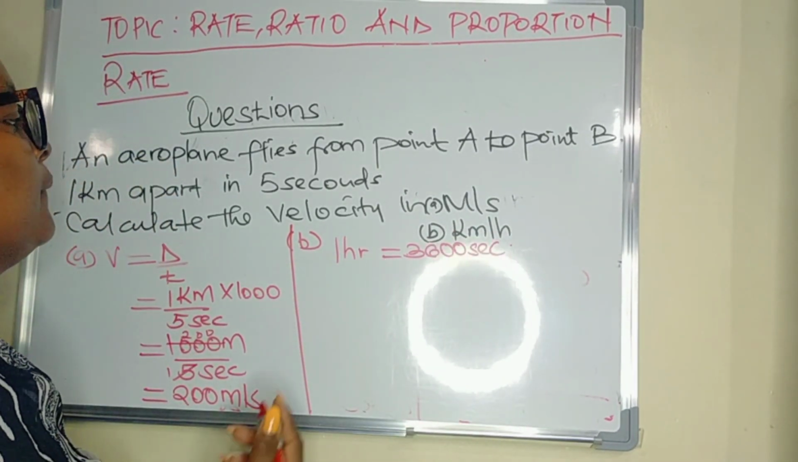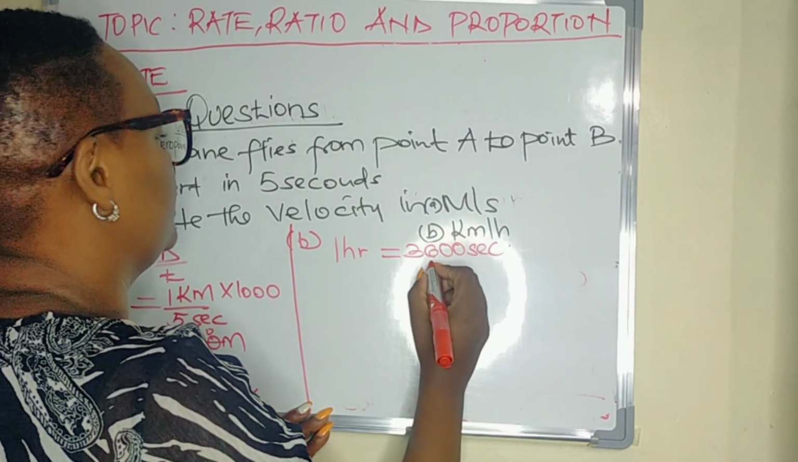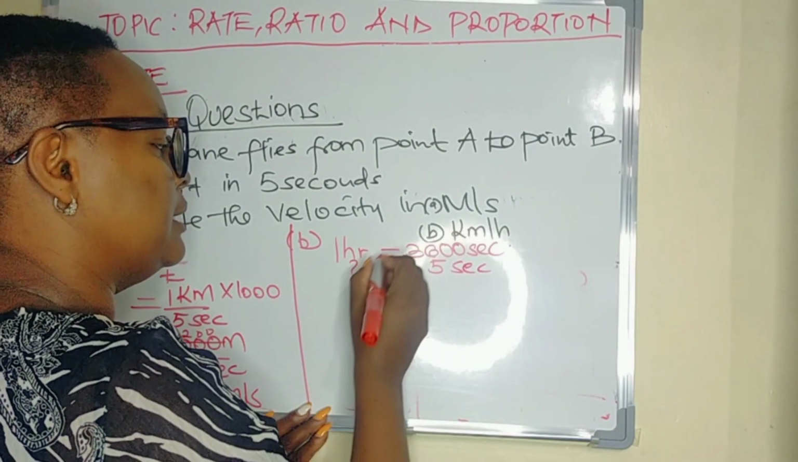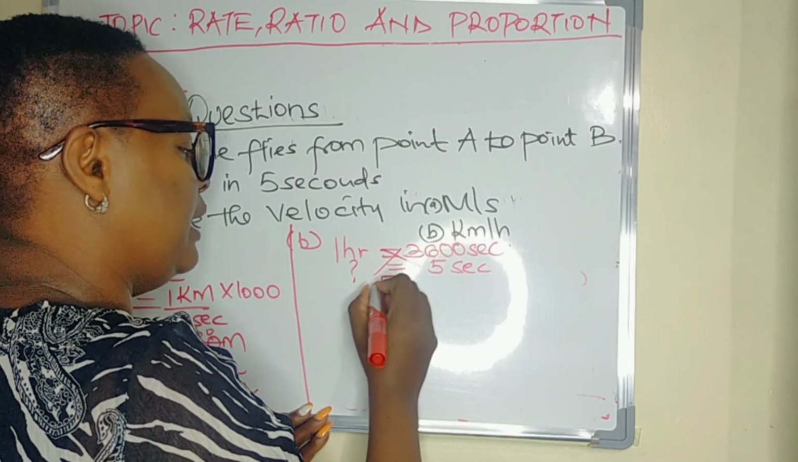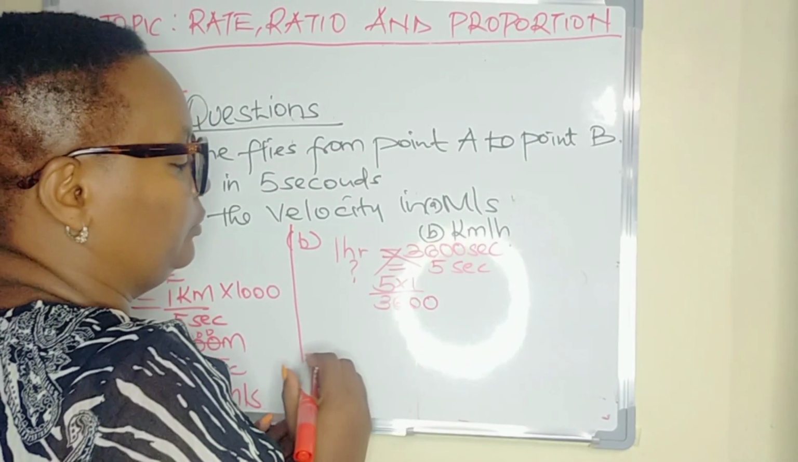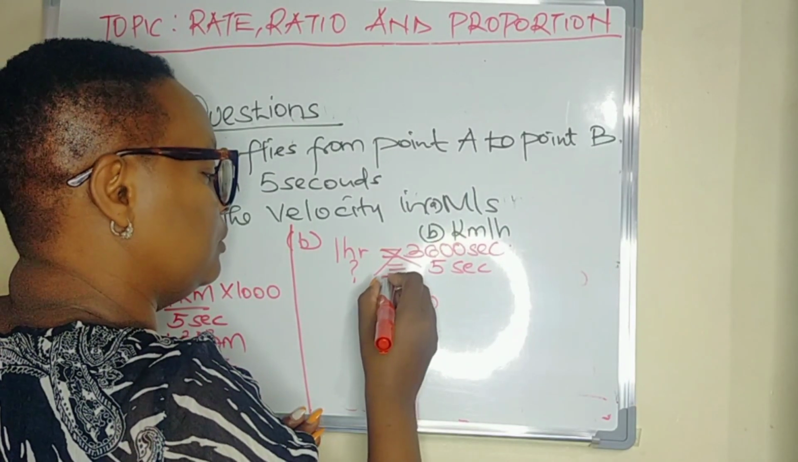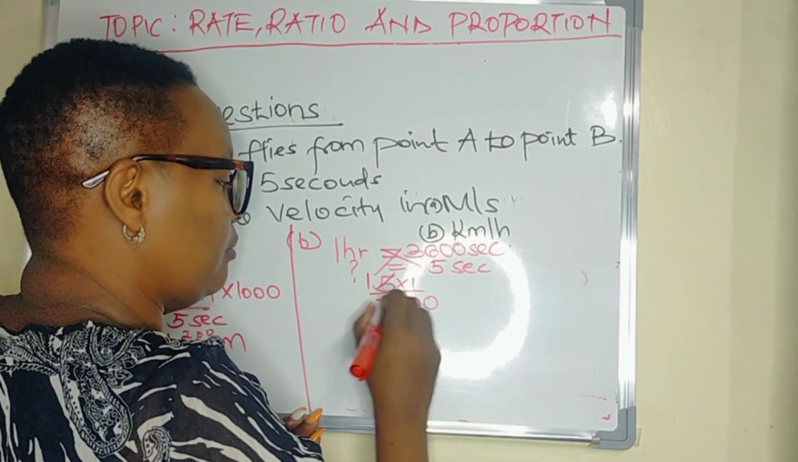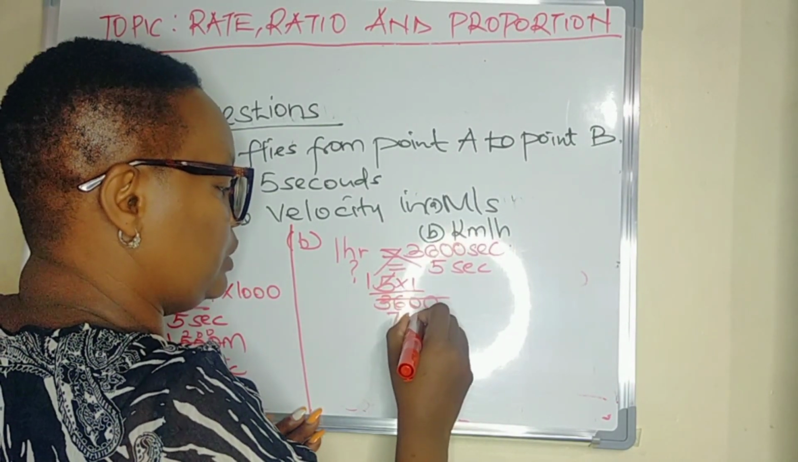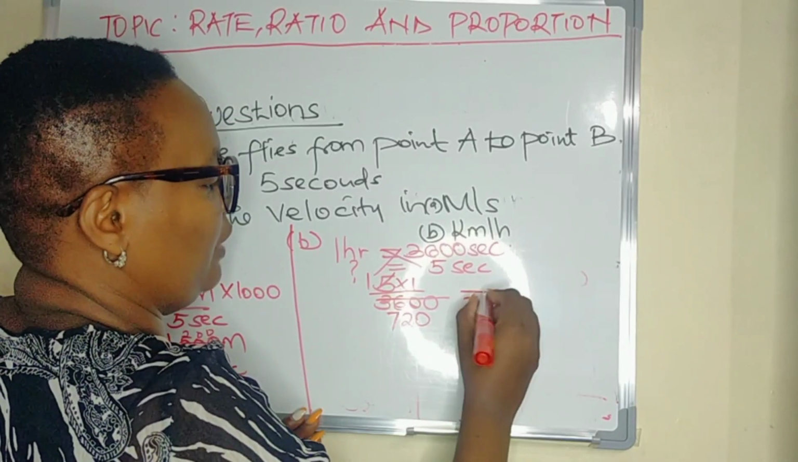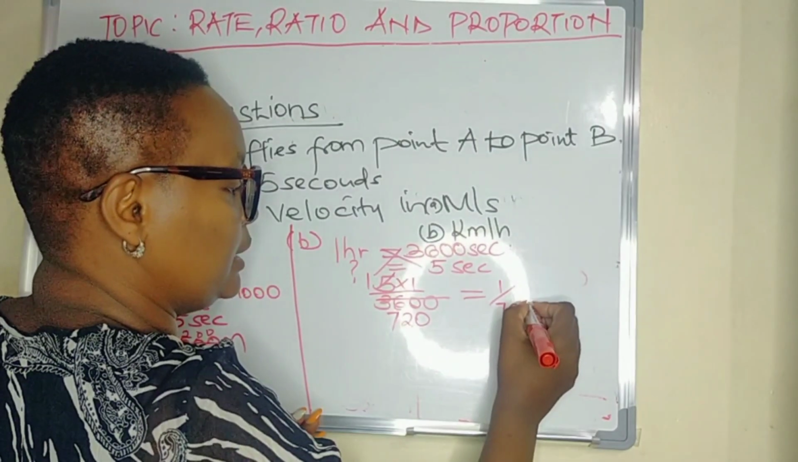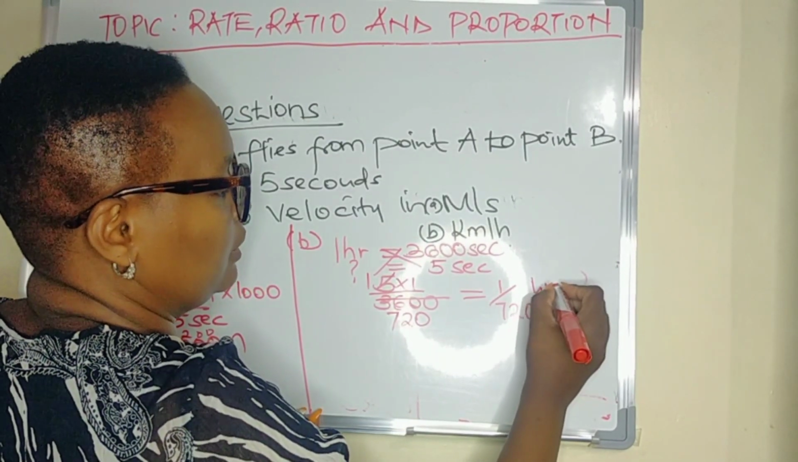So 5 seconds is equivalent to how many hours? Cross multiply: 5 times 1 over 3,600, and this is going to be equal to 1 over 720. So 5 seconds is the same as 1 over 720 hours.